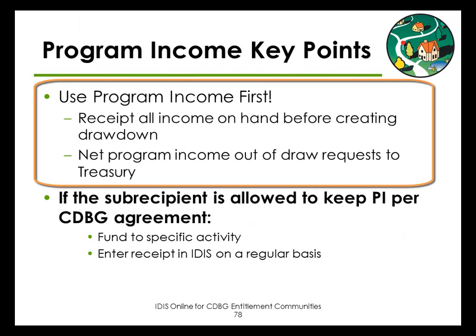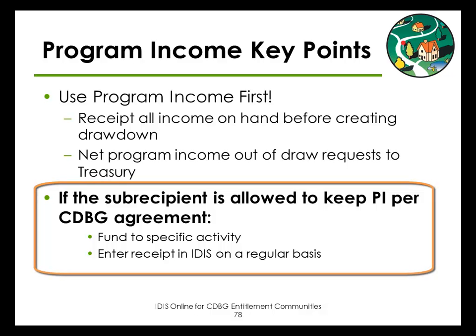The most important thing to keep in mind when dealing with program income is you must use it first before requesting additional funds from your line of credit. The best way to stay in compliance with this rule is to include the receipt process as part of your drawdown process. This will have the effect of netting the income you already have on hand out of the total amount requested from Treasury. For example, if you have $4,000 in program income and invoices for $10,000, in IDIS you would create a receipt for $4,000, a program income drawdown for $4,000, and draw the remaining $6,000 from entitlement.